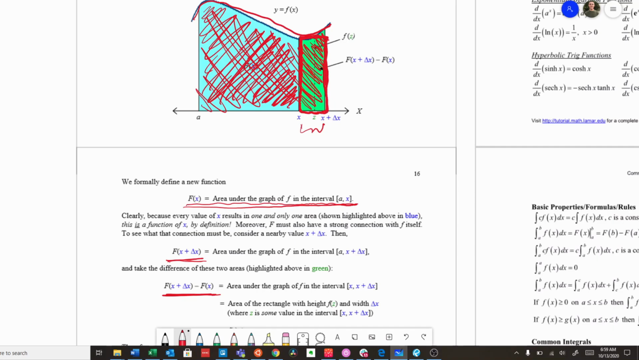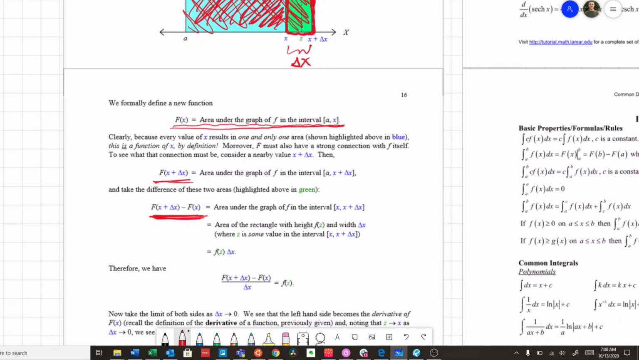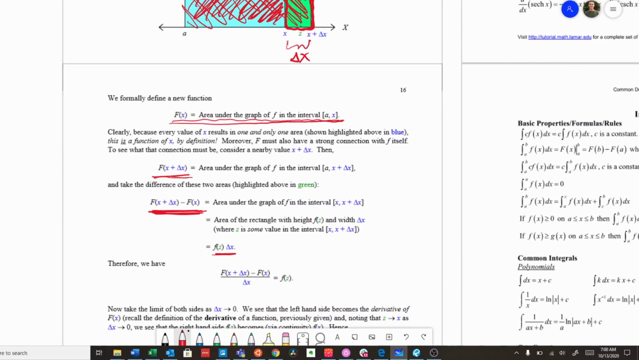That should be a pretty easy proposition to buy. So the area then of that rectangle is going to be f of z, wherever this value is between x and x plus delta x, times this delta x, the width of the rectangle, right? So this quantity here is going to be equal to f of z for some z between x and x plus delta x, times that width delta x there.